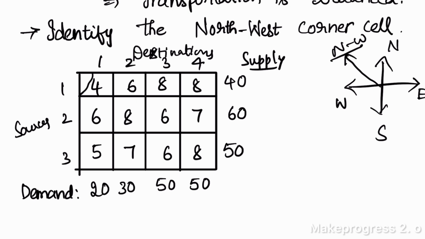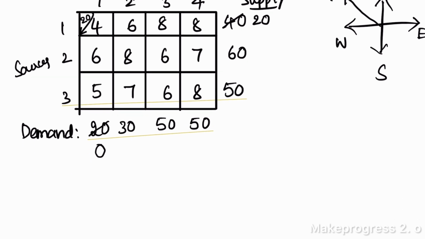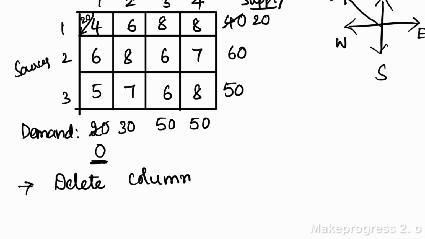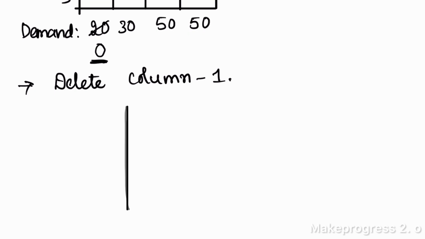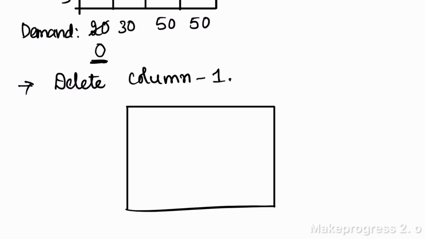Now we have to consider the northwest corner cell, that is the first cell, and check supply and demand, which is less. 20 is the least one, 40 is greater than 20. So you subtract 20 from both supply and demand: 20 minus 20 is 0, 40 minus 20 is 20. In the northwest corner cell you will write 20. Since this column is 0, we have to delete column 1. The row or column which becomes 0 is deleted in the next iteration.